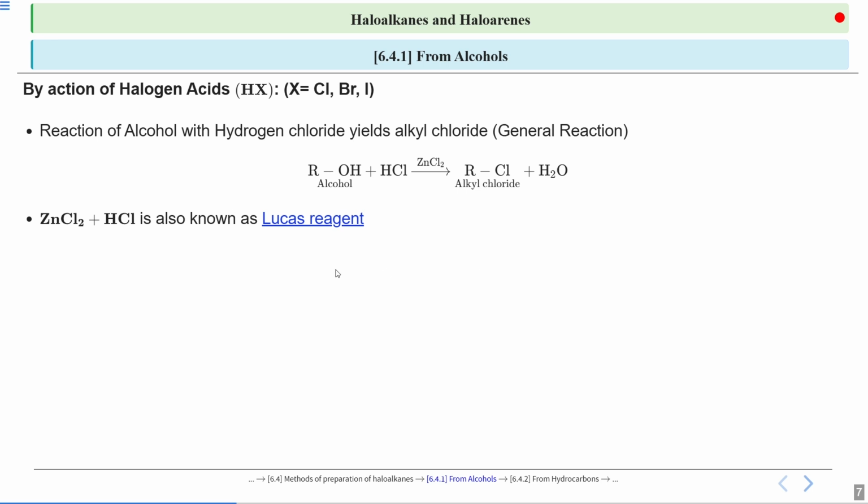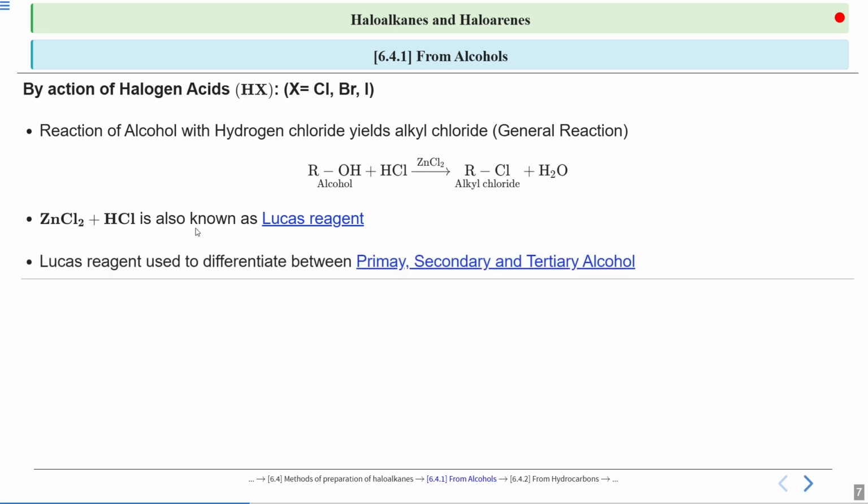There is this fact that zinc chloride and HCl together, when you are using them in a reaction, are also known as Lucas reagent. So they have this name when you are using zinc chloride and HCl both. So zinc chloride plus HCl is also known as Lucas reagent. So what is so special about the Lucas reagent? Lucas reagent is used to differentiate between the primary, the secondary, and the tertiary alcohols.